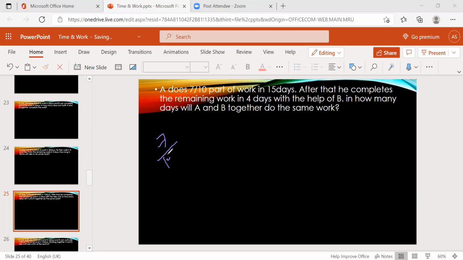See, A does 7 by 10. 7 by 10 in how many days? 15 days. So in 15 days, total work is nothing but 15 into 10 by 7, which is 150 by 7. So there is no need to find this value actually. It's a waste of time. See what they given.